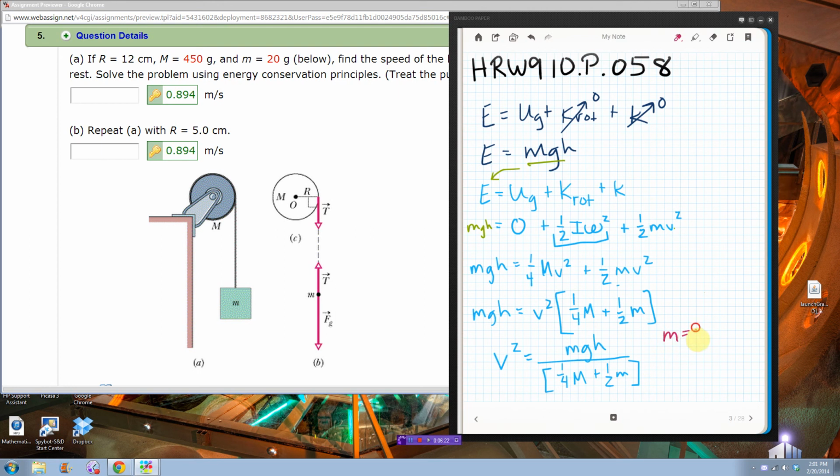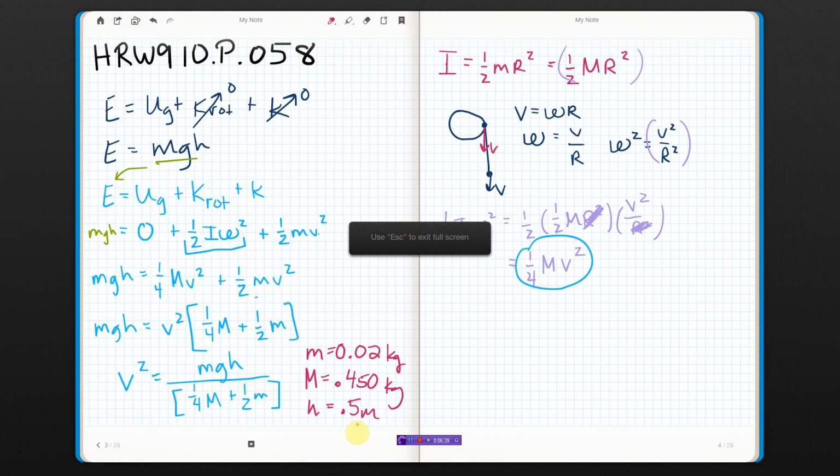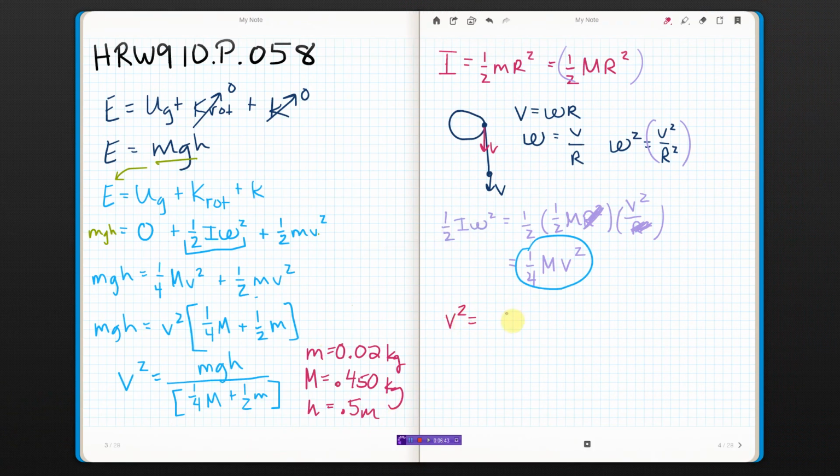Okay, well, but we do have this. Little m is 20 grams, so that would be 0.02 kilograms. Big M is 450 grams, so that'd be 0.450 kilograms, and then h is 50 centimeters, so that'd be 0.5 meters. If I put all those in, I'm just going to put it in the calculator. And I get v squared is 0.8. That's weird, it's just 0.8.